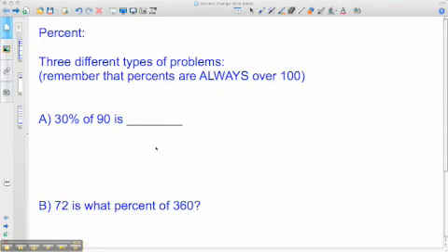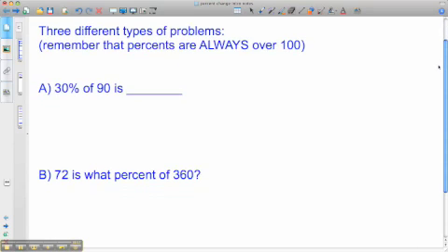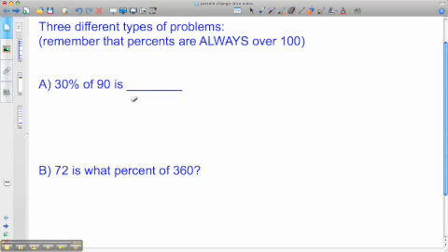Alright, today we are going to learn about how to calculate different percent problems. In general, there are about 3 different types of percent problem, and these are the 3 that we're going to talk about. So remember, always keep in mind that percent means over 100. So whenever you have a percent, you know automatically that you're going to write it over 100.